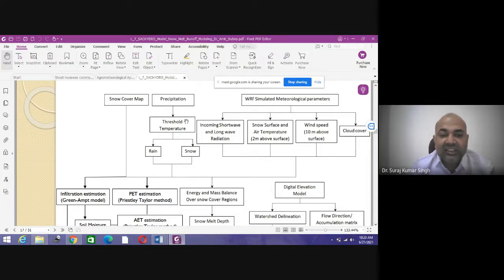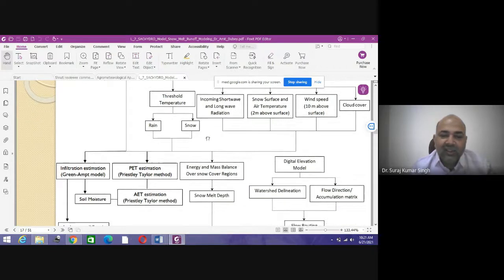These data sets or parameters will be obtained directly from precipitation. From WRF simulation, meteorological parameters will be captured, including the incoming short wave and long wave radiation. Then we'll understand the snow cover surface and air temperature 2 meters above the surface, and finally wind speed 10 meters above the surface, and cloud cover. All these data sets will provide the real understanding of the various meteorological parameters like temperature, pressure, and humidity. This information will be combined with precipitation data and snow cover data to provide a proper understanding of infiltration estimation.